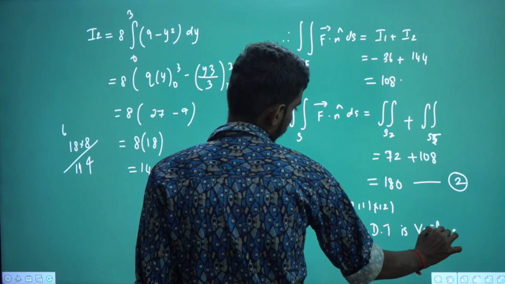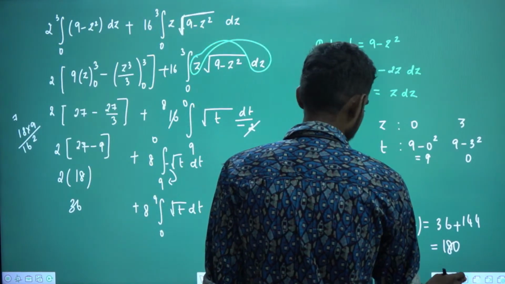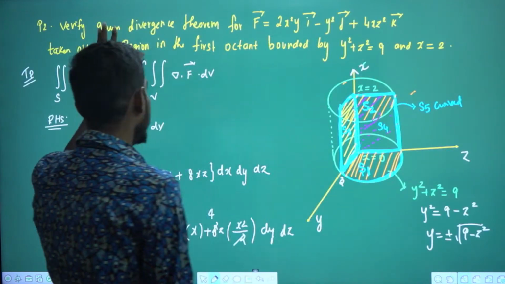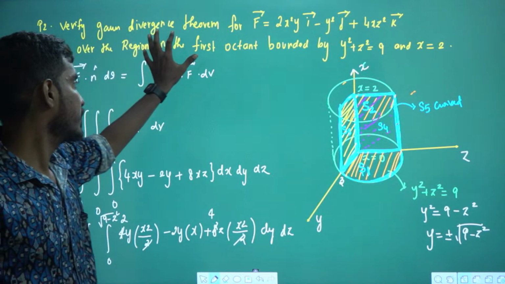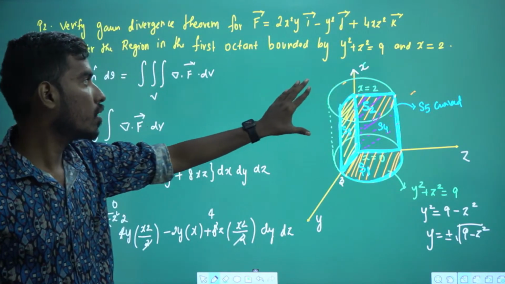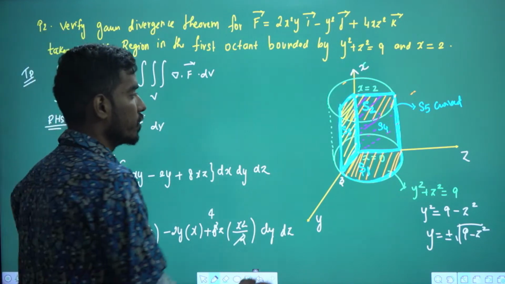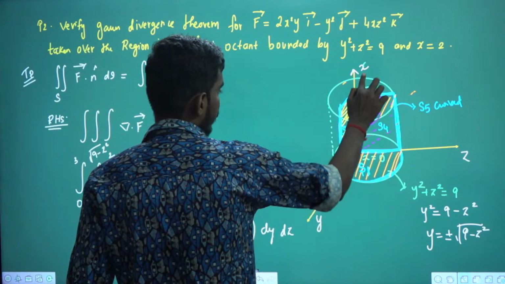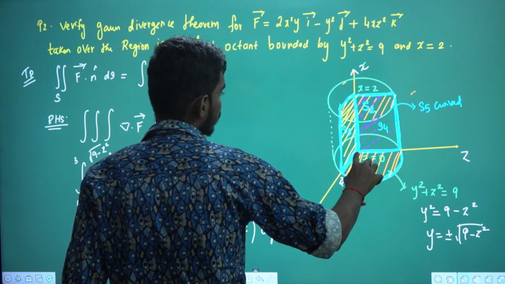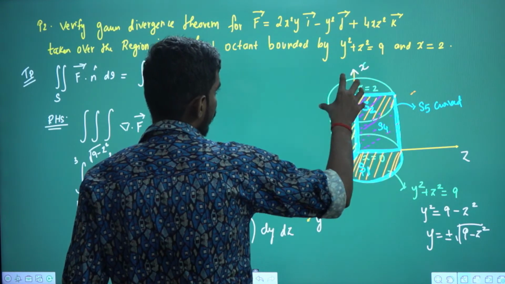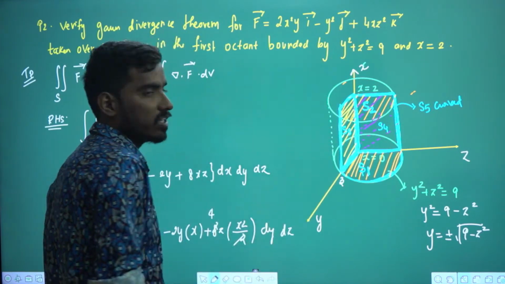I'll repeat what we have done. First we take the question. We need to verify Gauss divergence theorem for this vector field taken over the region in the first octant bounded by y square plus z square is equal to 9 and x is equal to 2. So I'm just making this the y z x axis. We have y square plus z square is 9, so it is a circle with center 0, radius 3. At the top it is bounded by x is equal to 0, x is equal to 2. And we need to find only in the first octant.